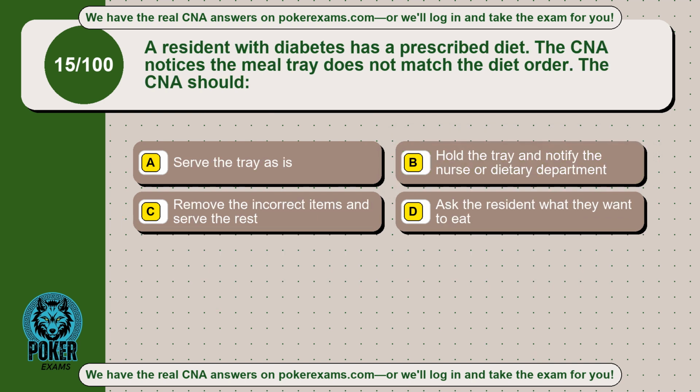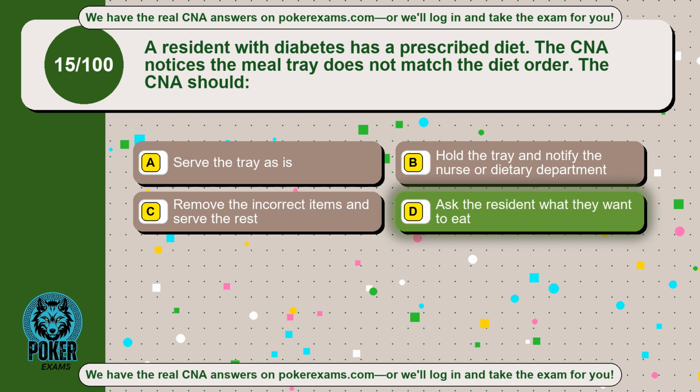Question 15. A resident with diabetes has a prescribed diet. The CNA notices the meal tray does not match the diet order. The CNA should: Option A, serve the tray as is. Option B, hold the tray and notify the nurse or dietary department. Option C, remove the incorrect items and serve the rest. Option D, ask the resident what they want to eat.